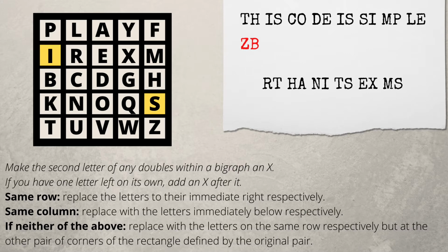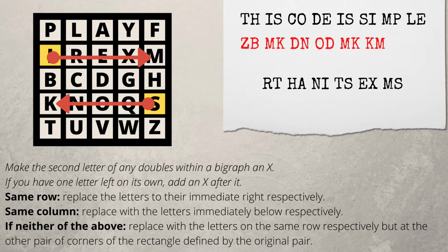The same rule applies to our second pairing, IS, which becomes MK. And to our third pairing, CO, which will become DN. Our next pair, DE, are in the same column. So here we need to use the second rule. We will shift downwards 1 space so that DE becomes OD. Our next pair, IS, we've actually done earlier, and so we can repeat that. It's going to be MK. Our next 2 letters are just the other way around, so we can reverse the order to get KM, because the S is the first in the pair this time.